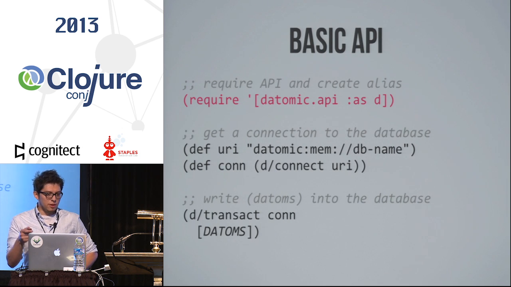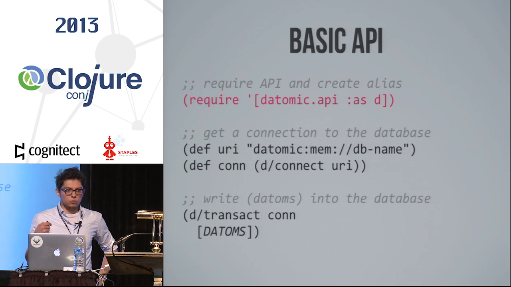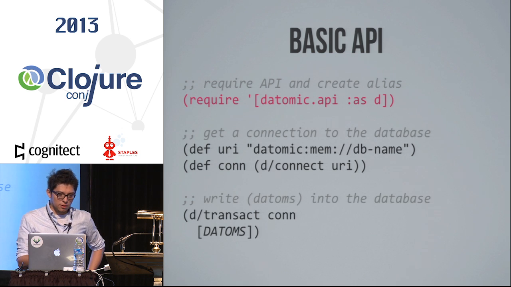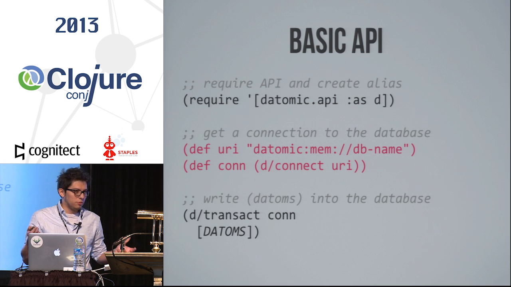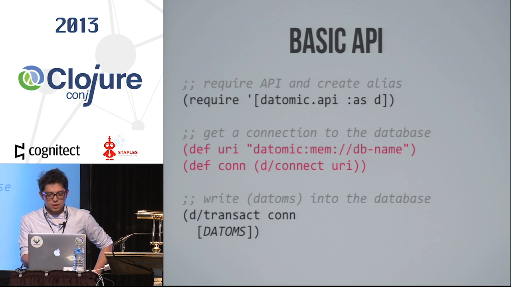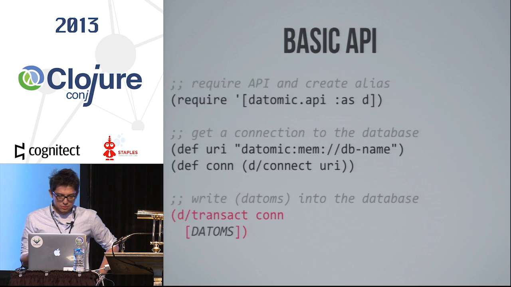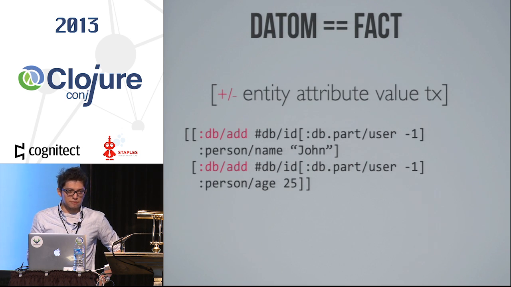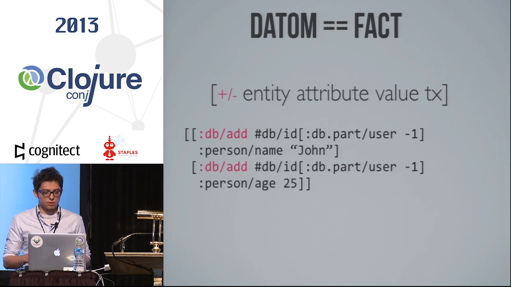This is the basic API that you would use to install new datums into the system. In this line, we're just requiring an API, and then we get a connection to the database. With that connection, we can transact a bunch of datums. A datum is a fact. It's an addition or retraction of a relation between an entity, an attribute, a value, and a transaction.